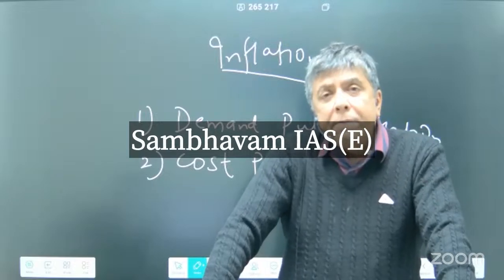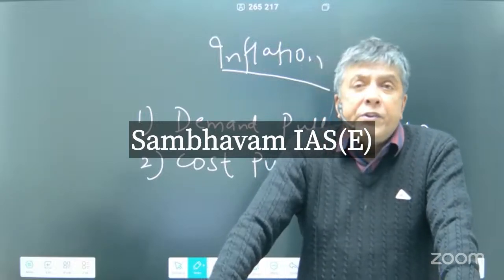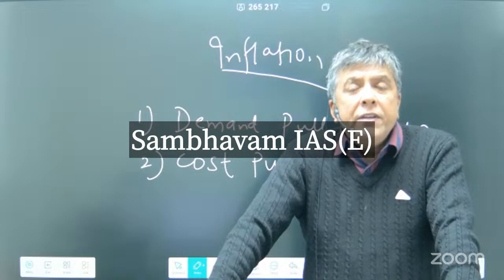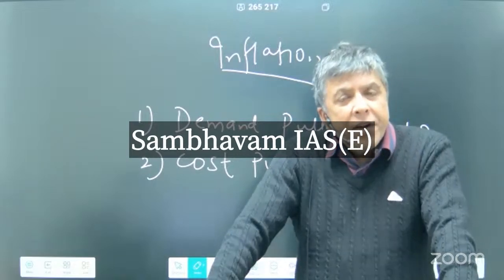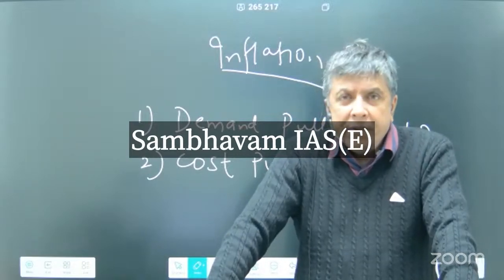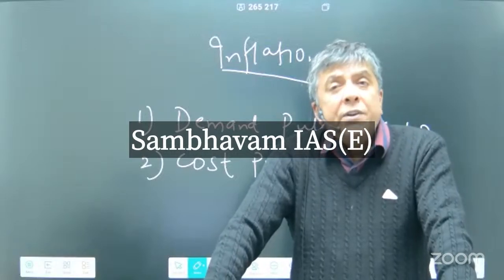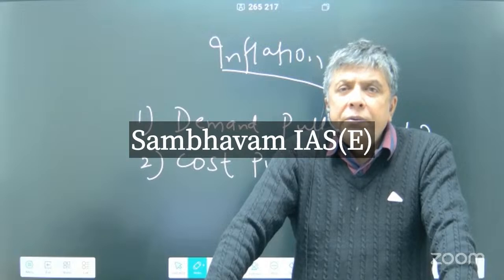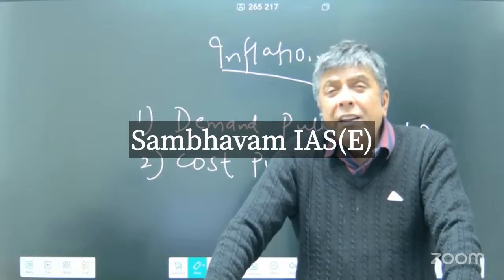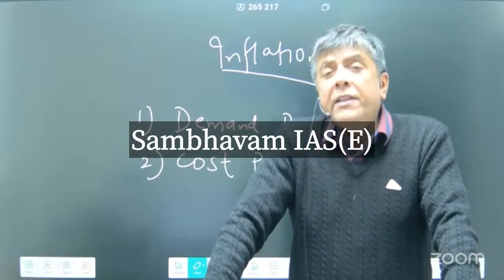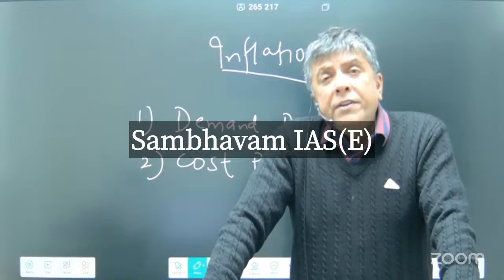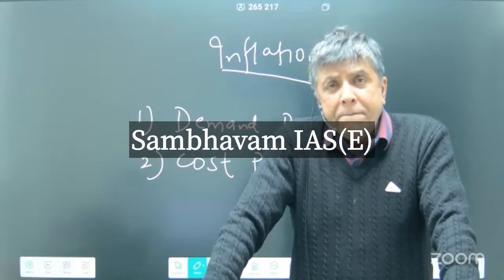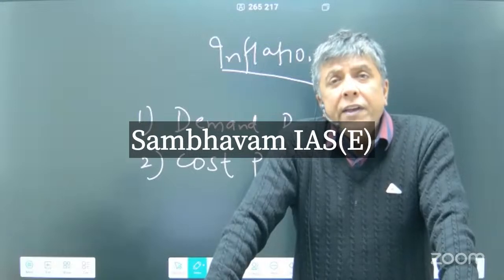Other reason, growing population. If population is increasing, definitely demand is going to be on the rise. And if supply is not responding, then you will again have the situation of demand pull inflation. But it is not the main factor. Some people believe that the increase in population is the main factor. That is wrong. Main factor is the excess money supply.